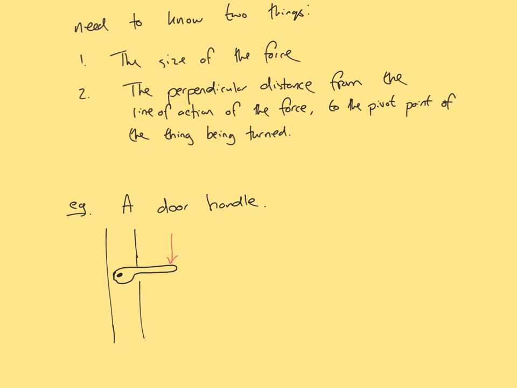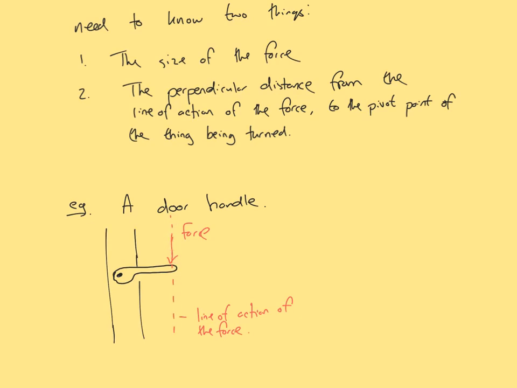This is the edge of the door. This is the bit we're going to push down on to turn it. So here's where we would put the force. If we push down on the handle here, that's where the force is being applied. The dotted line is the line of action of the force. So you just carry the line on in the direction the force is being applied. That's the line of action of the force.